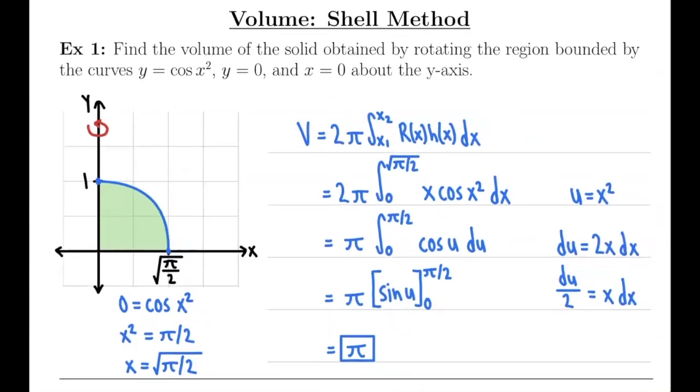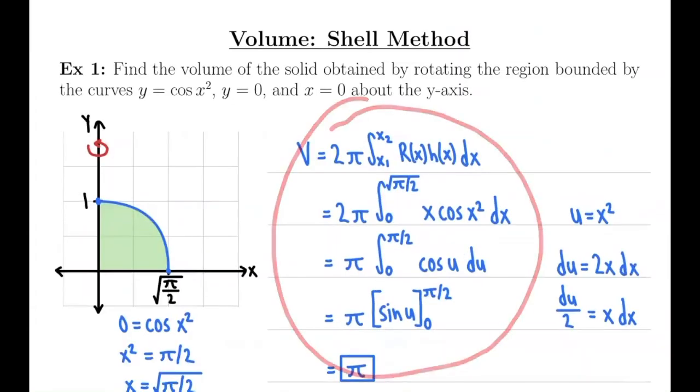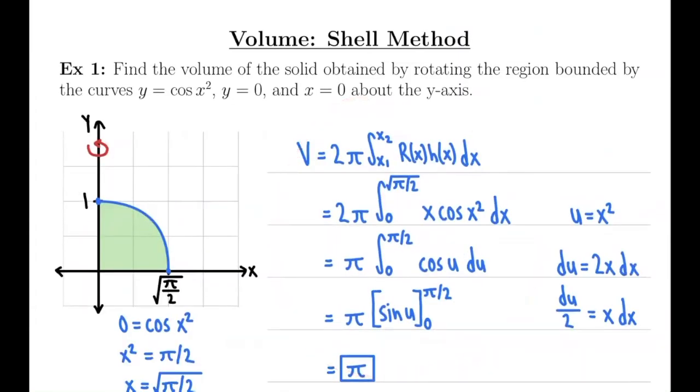Well, this is it for the problem. So notice how this integral is way better than if we took the integral of inverse cosine. That would have been way longer if we used the disk method and we had to do that integral. So the shell method really saved us a lot of time and pain.